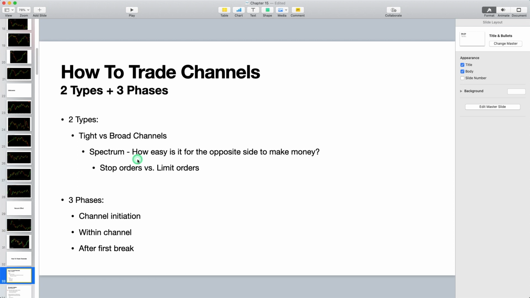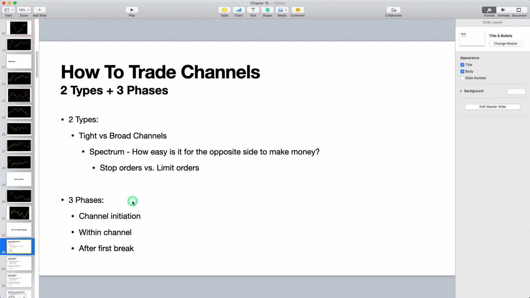Now, it's not binary. It's not just tight or broad. It's a spectrum. So channels get broader based on how large the swings are, how deep the pullbacks are, how wide the trend lines are apart, the trend line and the trend channel line. So it's a spectrum, and it's based on how easy it is for the opposite side to make money. So if the swings are large and it's easy for the opposite side to make money, the channel is probably a little bit broader, and you can change the way you trade it. So are you going to trade it with stop orders if it's a very broad channel, or is it only appropriate to trade with limit orders if it's a tighter channel?